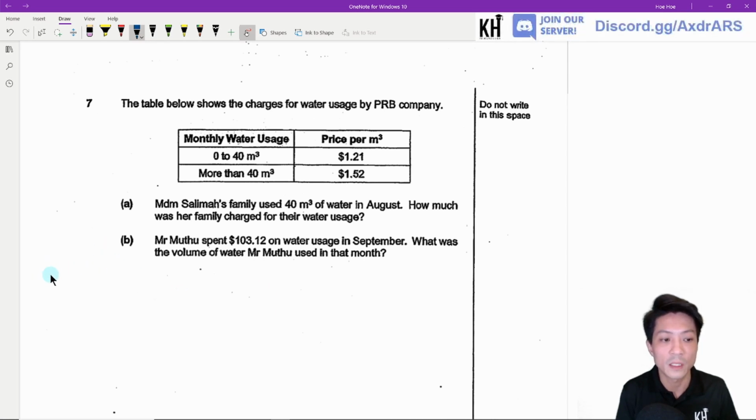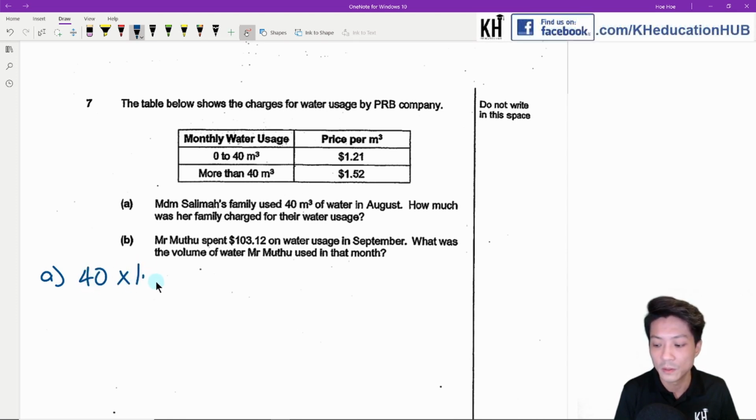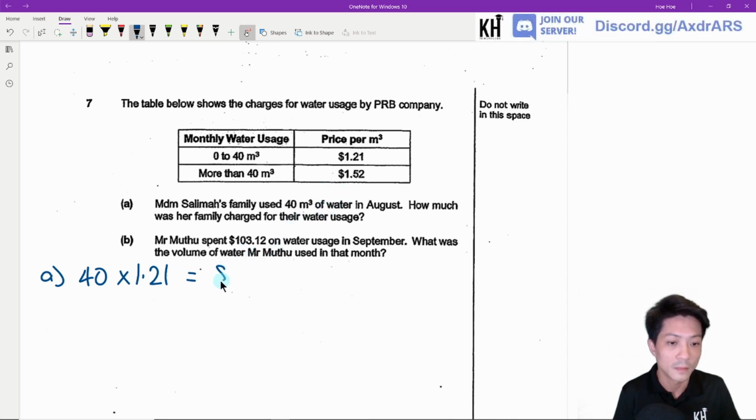Okay, so for part A, since the usage is 40, it's just 40 times 1.21. That will be $48.40.